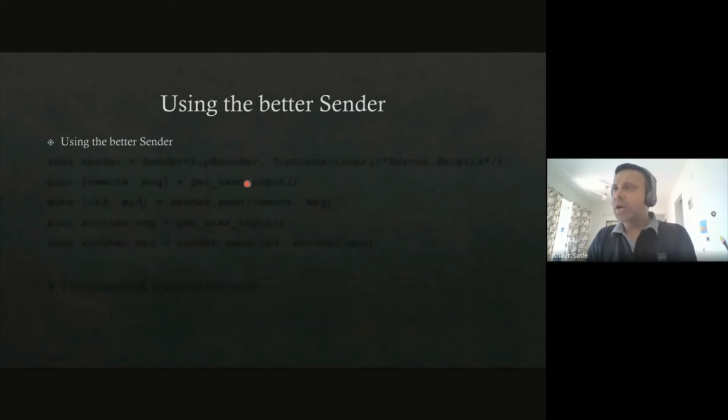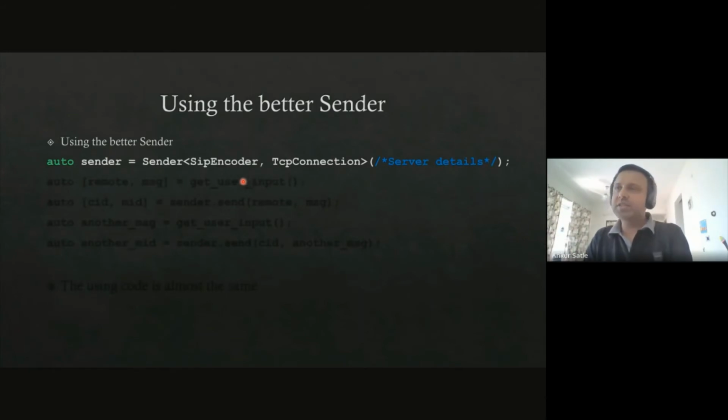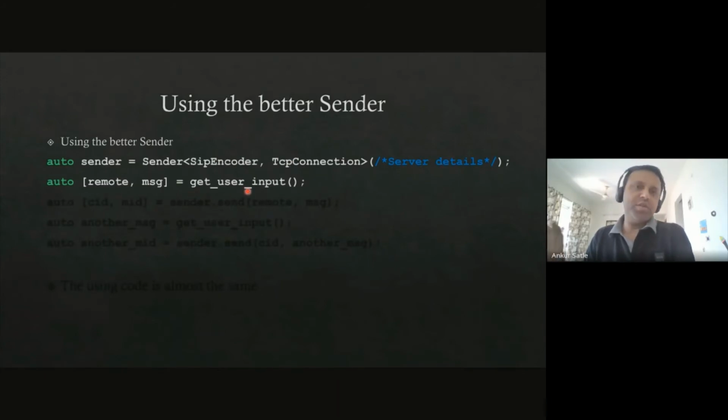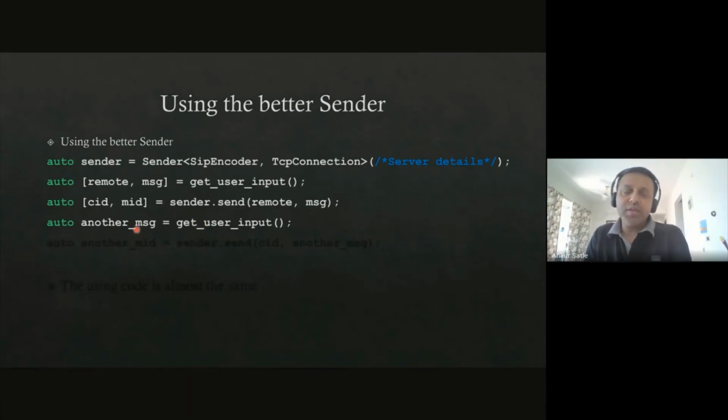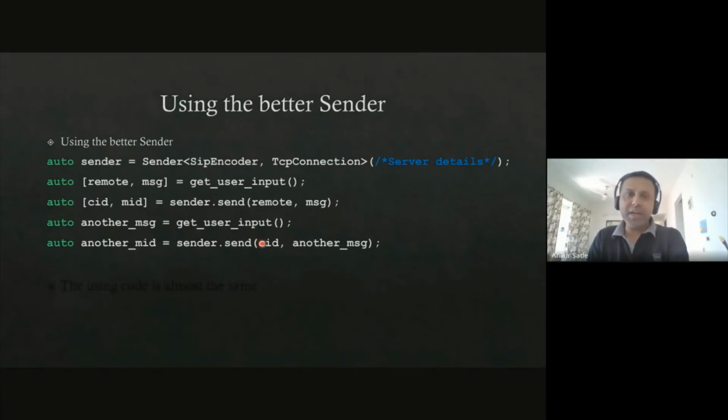Okay, and now let's see how to use the beta sender. You have a sender which is taking a SIP encoder and a TCP connection with the same server details. Okay, now you get some user input. Let's say user is typing in some text box and you get the message and to whom he is chatting, all that information you get. And now you say sender.send with remote end message. You get back the chat ID and the message ID. Okay, you want to send another message, you go back to get user input, you get another message. This time it is in the same chat. So you use the second function, which is just doing the send with the chat ID known, and you send the another message and you get the another message ID.